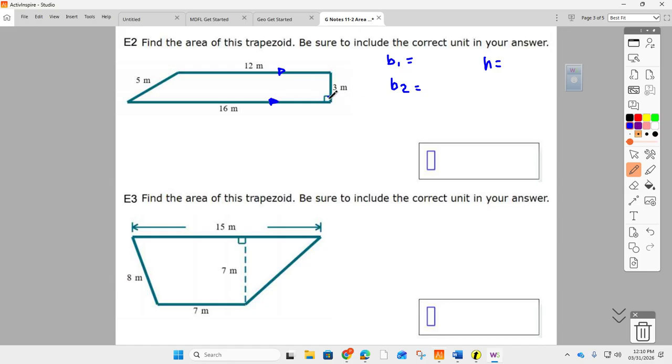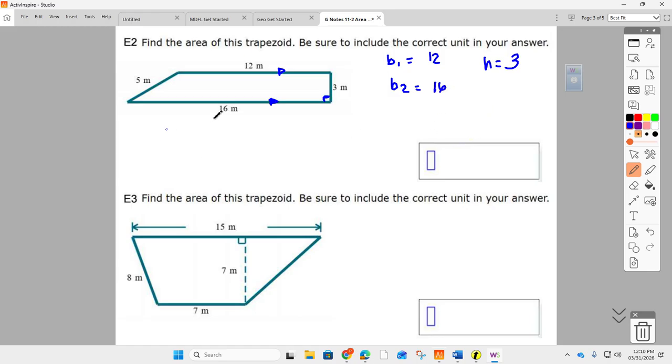So it doesn't have to have a dotted line, but it does have to have a segment that is perpendicular to both those bases. So in this case, the segment that represents the height is also part of the trapezoid. So this is considered one of the legs of the trapezoid. If it's perpendicular to the bases, then that length is also the height. Does that make sense to everyone?